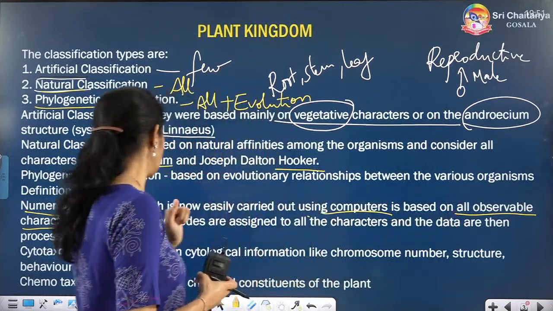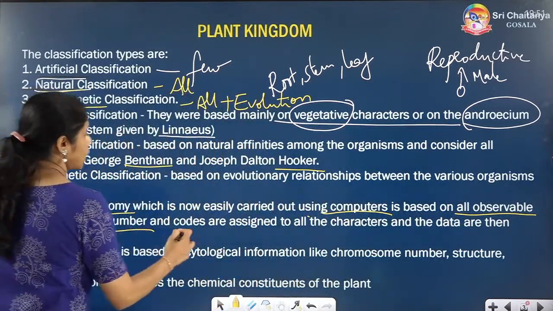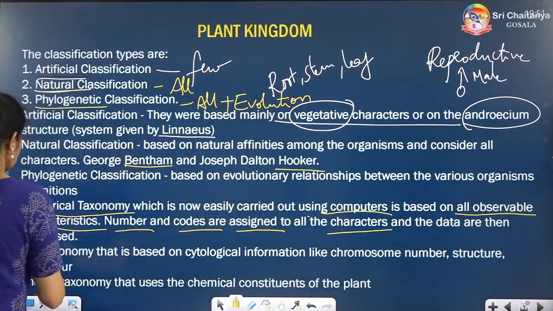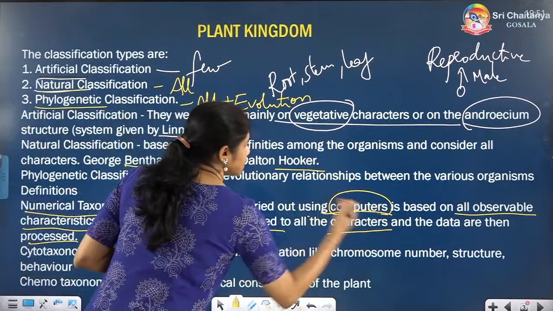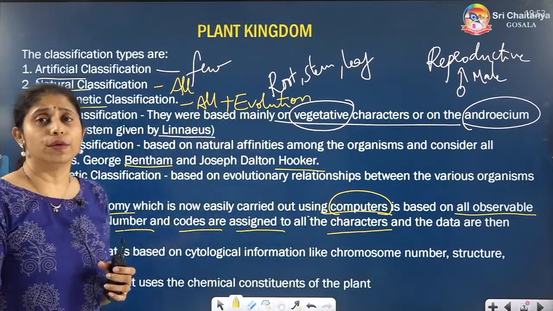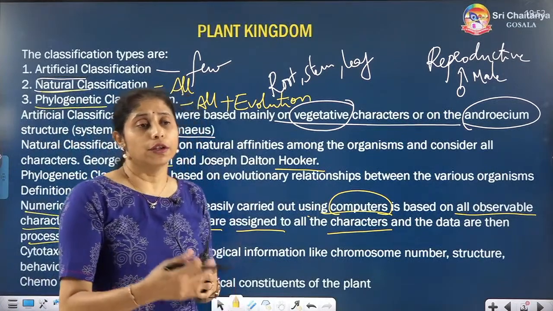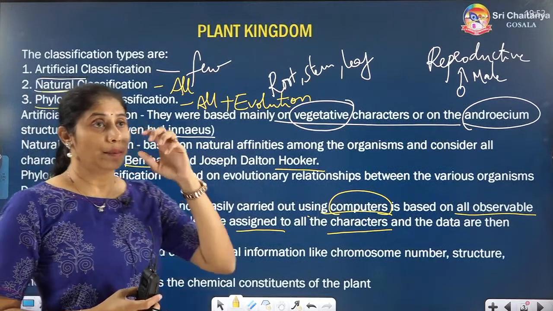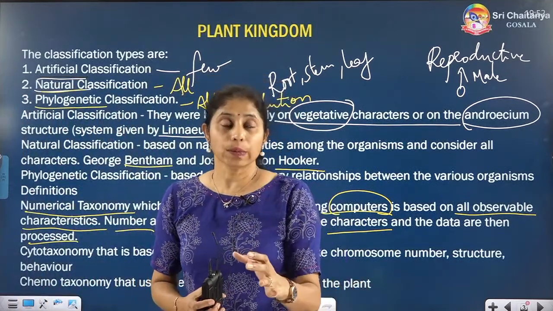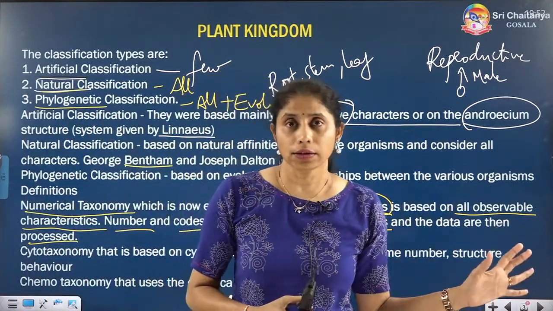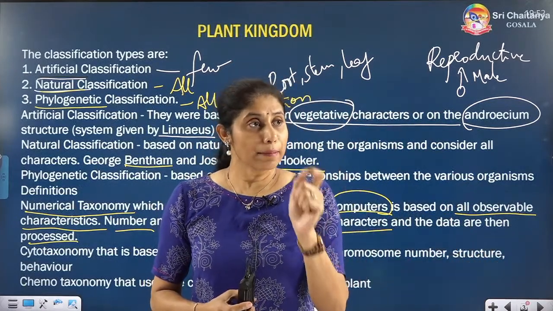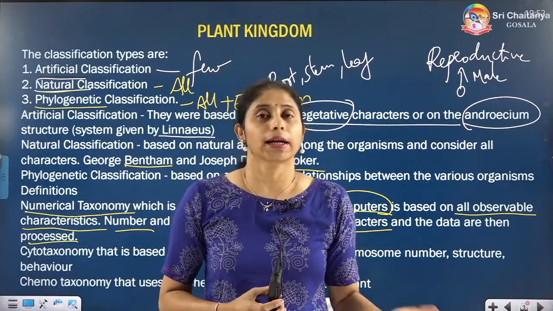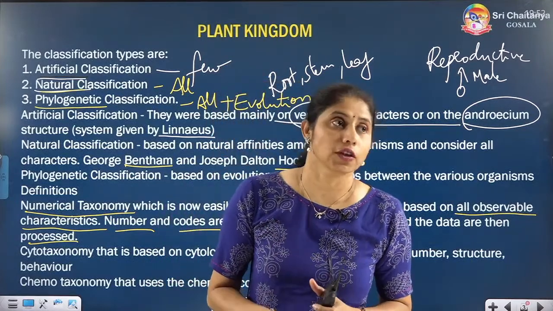All characters are considered, numbers and codes are assigned to all the characters, and then the data is processed by using computers. Definitely computers will be used in the analysis of the data which we feed. That is numerical taxonomy: a branch of taxonomy which deals with all the observable characters, and by giving numbers and codes, the data is processed by the computers.